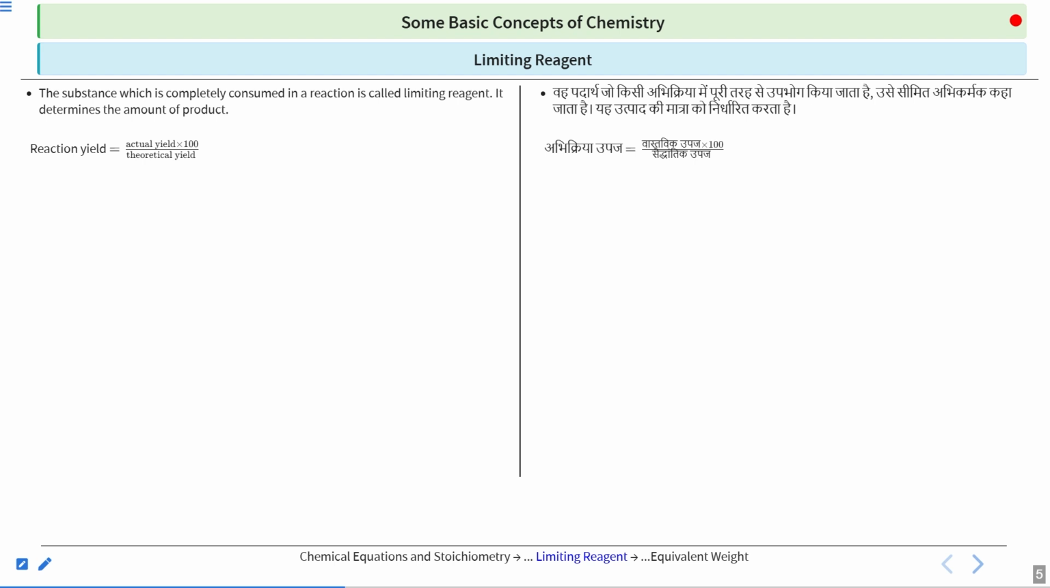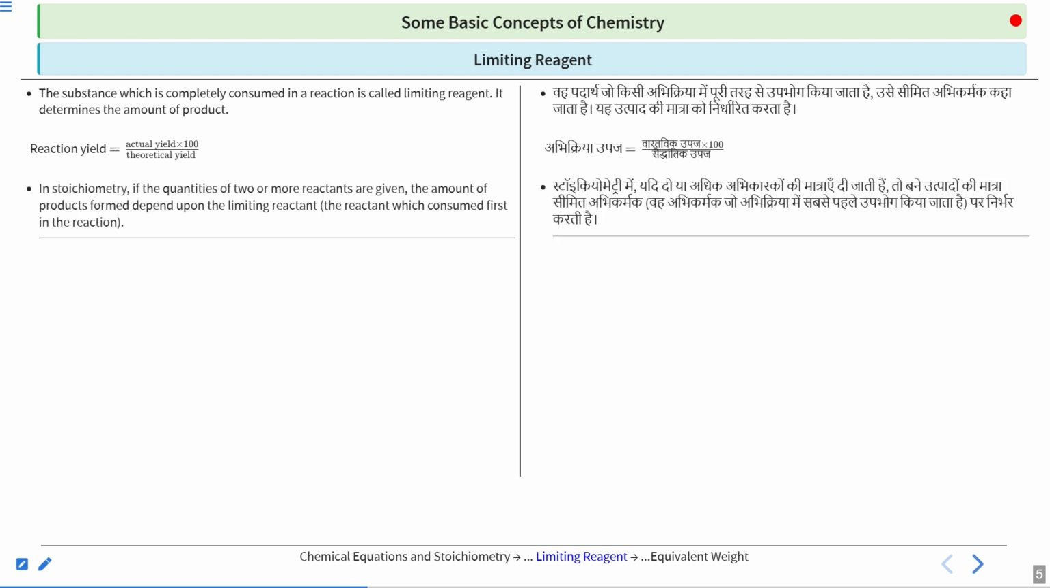Which we have expected, the actual yield which we got practically from the reaction, that is multiplied by 100, and that gives you the reaction yield. Clear? Okay. Now in stoichiometry, two quantities of two or more reactants are given. The amount of products depends upon the limiting reagent. So this thing is again mentioned here. If you have one reagent in the lesser amount, then the reaction will not proceed further, and the one which is in the lesser amount will determine the product, and that thing is very, very clear. Okay.